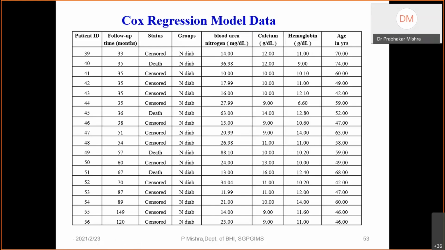So the variables we get in multivariate analysis are the only ones called independent predictors. In univariate analysis, we just assess the association, and the association might be true or might not be true. But when these variables finally come out significant in multivariate analysis, then they are actually called independent predictors. And after applying the Cox regression analysis, this is the output.